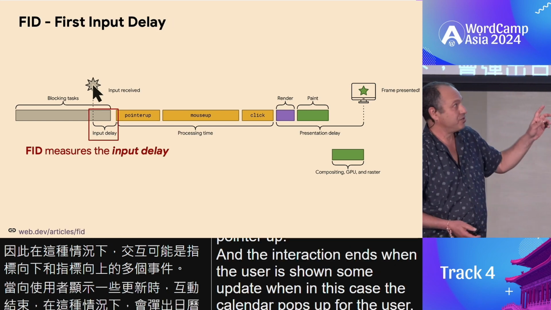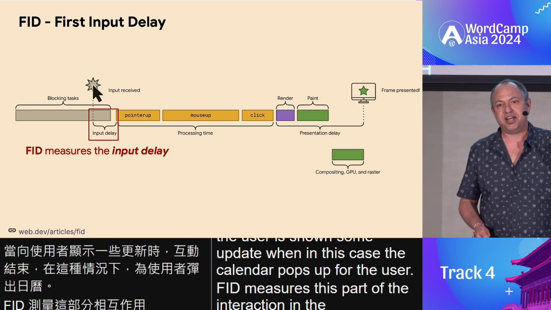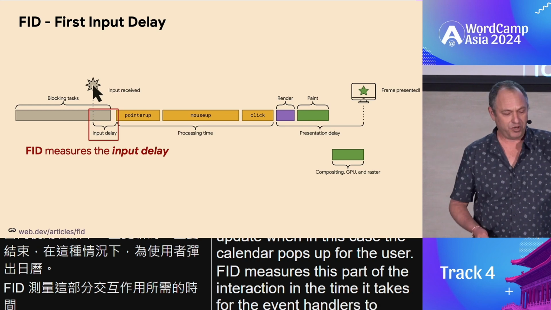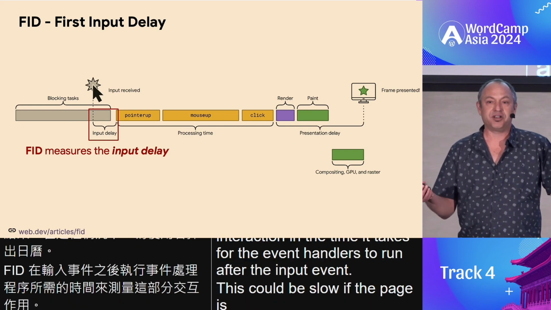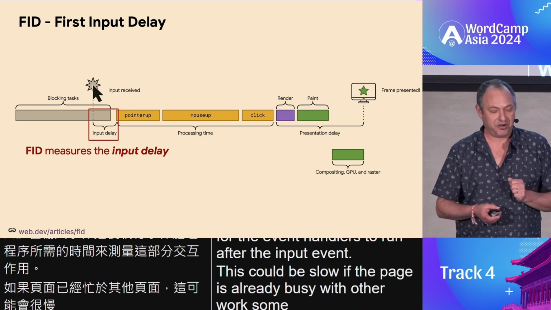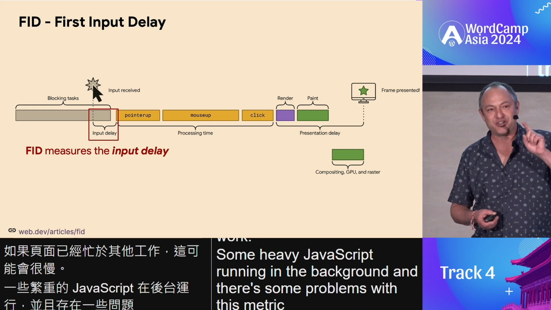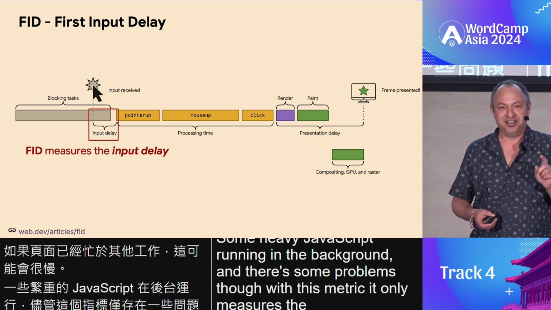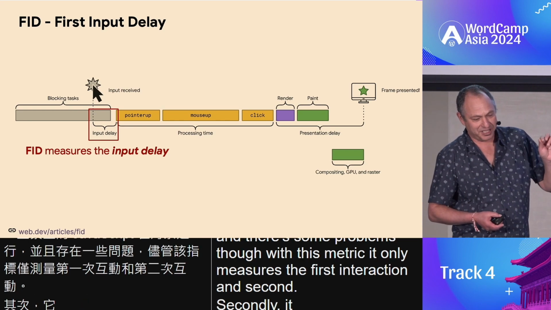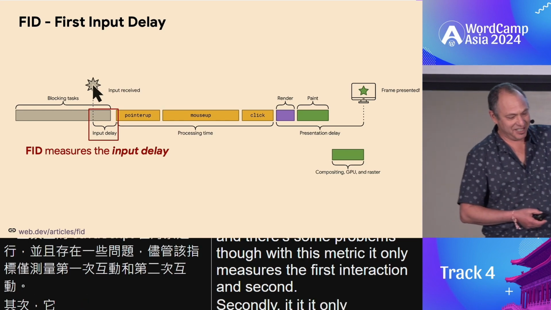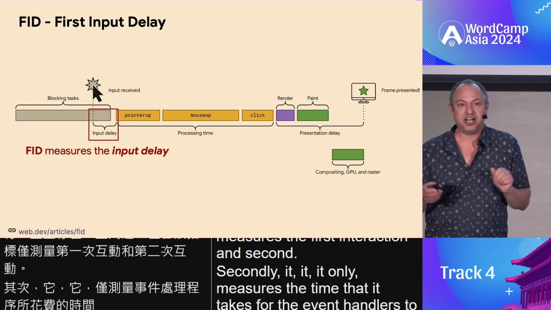FID measures this part of the interaction, the time it takes for the event handlers to run after the input event. This could be slow if the page is already busy with other work, some heavy JavaScript running in the background. And there's some problems, though, with this metric. It only measures the first interaction. And secondly, it only measures the time that it takes for the event handlers to fire, not the entire interaction.